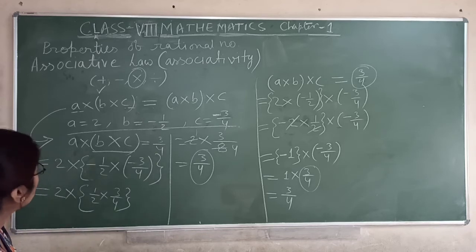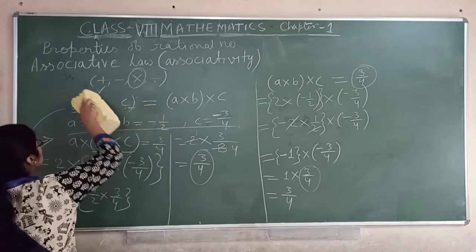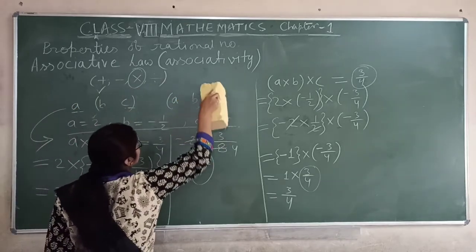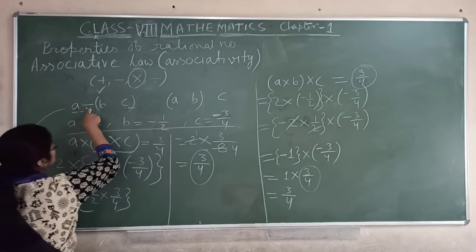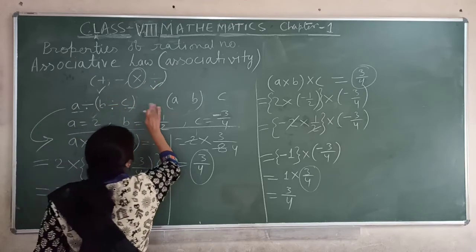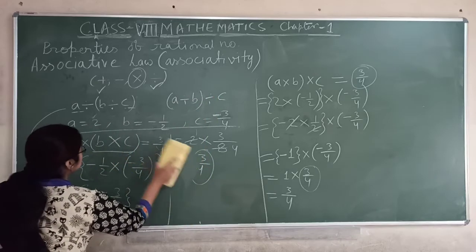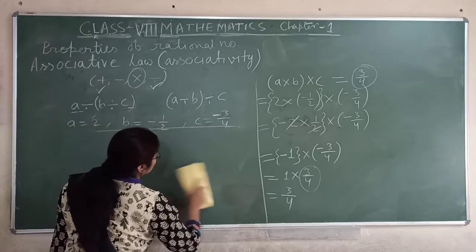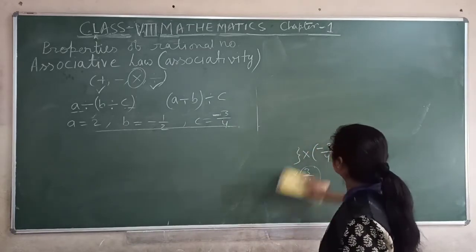Now let's check for division. When you have to do division, everywhere in place of multiply we will put the divide sign. Okay, so look, for multiplication we put multiply here. Now we are taking division, so everywhere we will put the divide sign, and the same value I am using here for division.